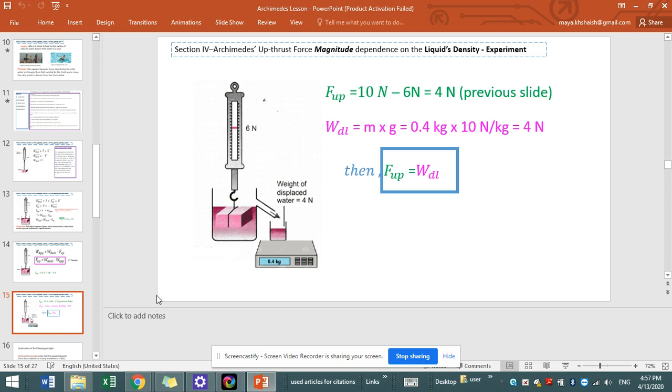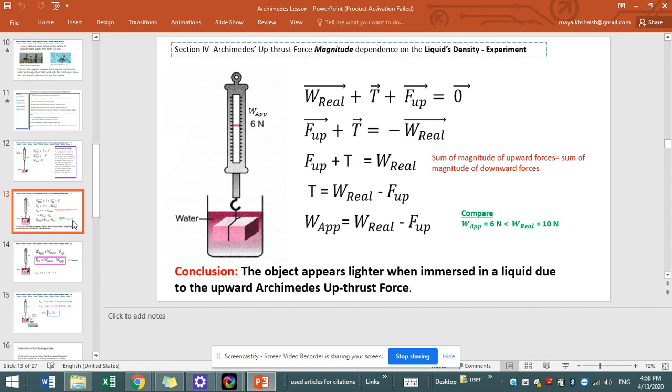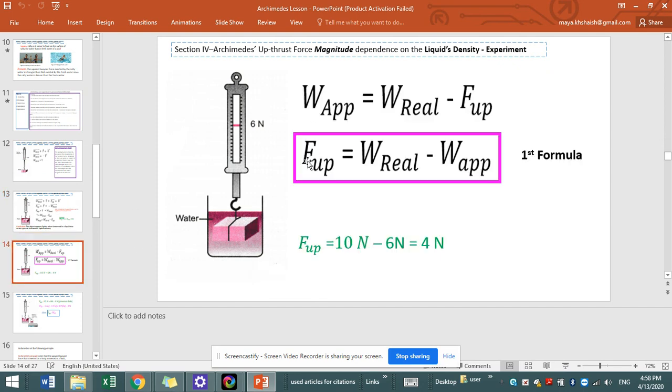Okay. Now, this same object which was immersed in the liquid, and we concluded that the apparent weight is 6 Newton. Let me just show you here that we can rearrange the three forces such that having W apparent equal W real minus upward force, bringing upward force to the other side, to the left side, and the apparent weight to the right side, we have then F upward is equal to the real minus the apparent.